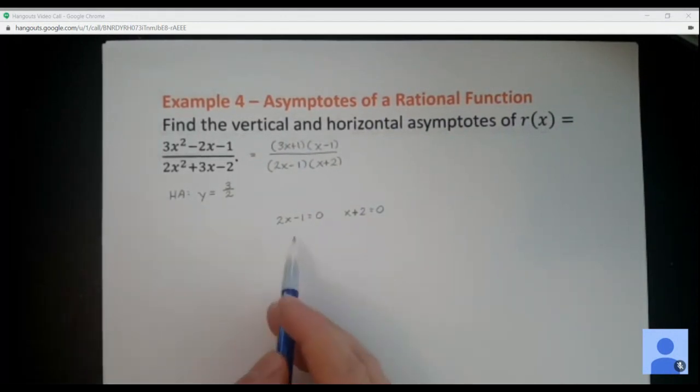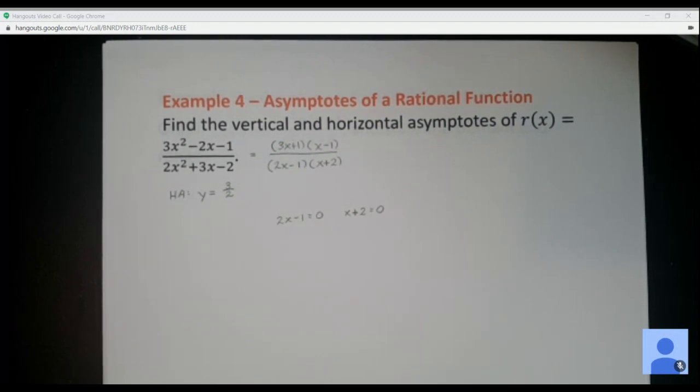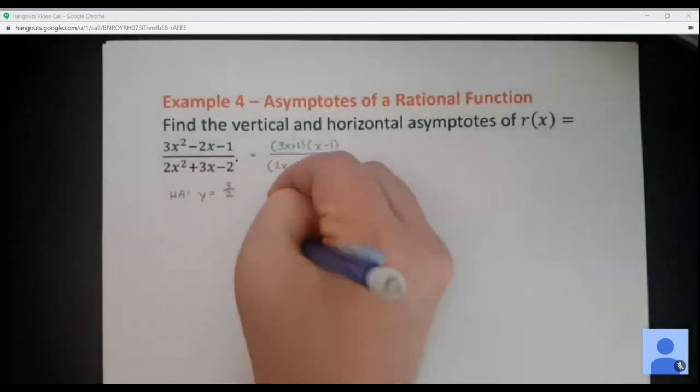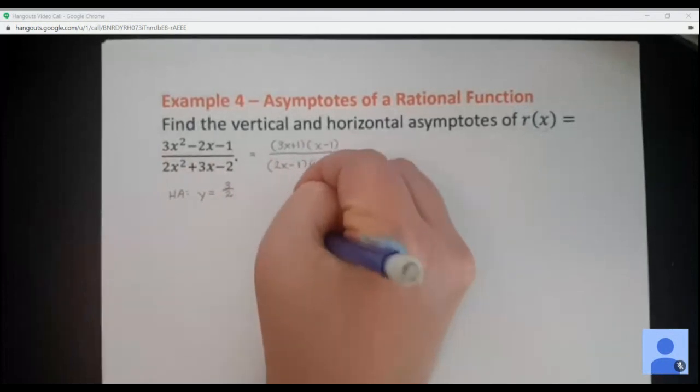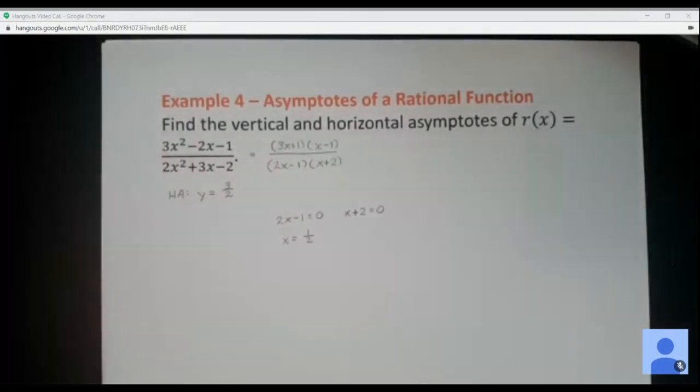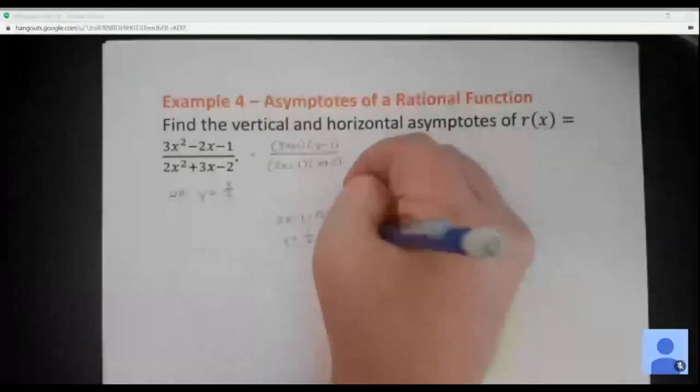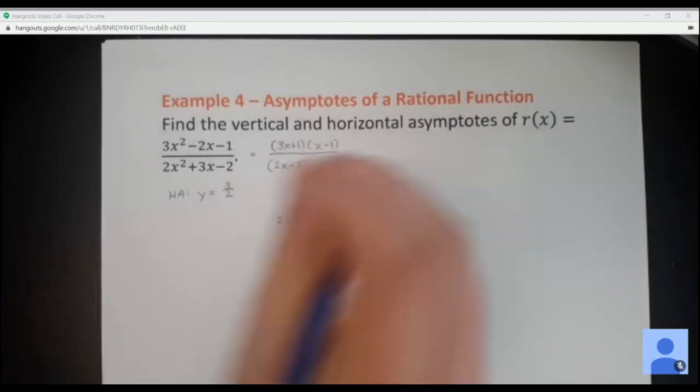So what should we get from this first factor once we solve that equation? 1/2. Good. So we move the 1 over. That becomes a positive 1. We divide it by 2. So x equals 1/2. And then the other factor is going to give us what? Negative 2. Good. So x equals negative 2.